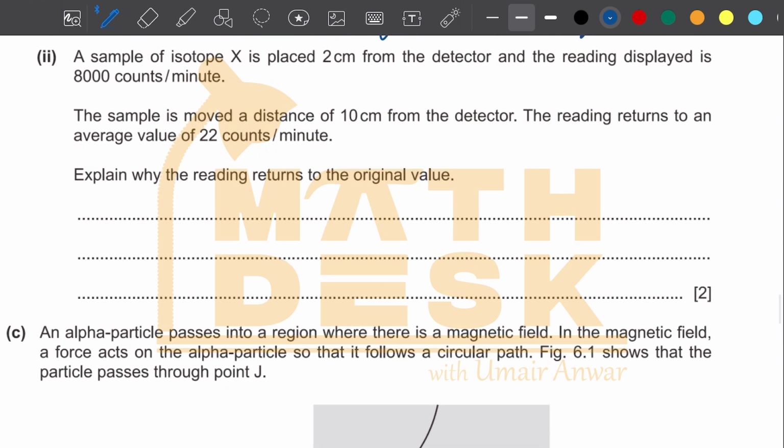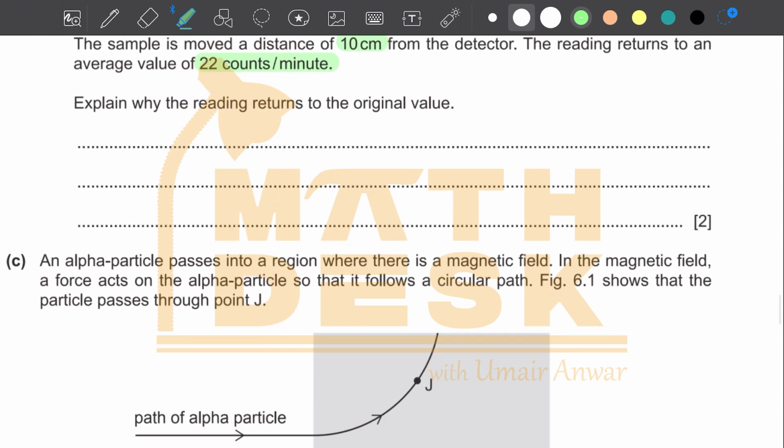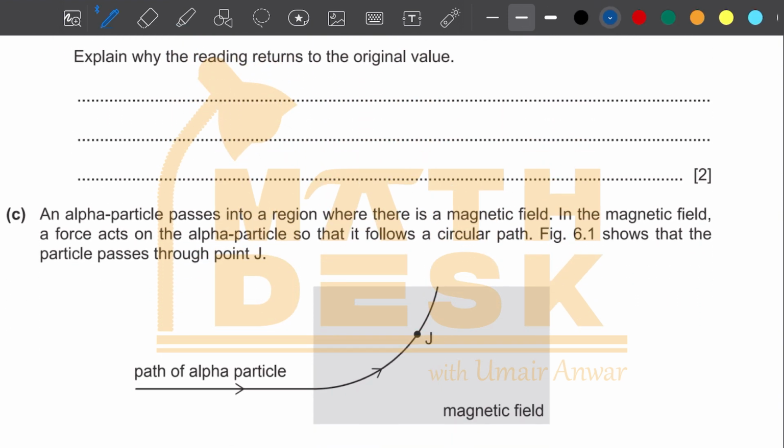The next part says a sample of isotope X is placed 2 cm from the detector. So we are provided with the distance. It is 2 cm and the reading displayed is 8000 counts per minute. The sample is moved a distance of 10 cm from the detector. Now the sample is being moved away from the detector. The reading returns to an average value of 22 counts per minute. Explain why the reading returns to the original value.